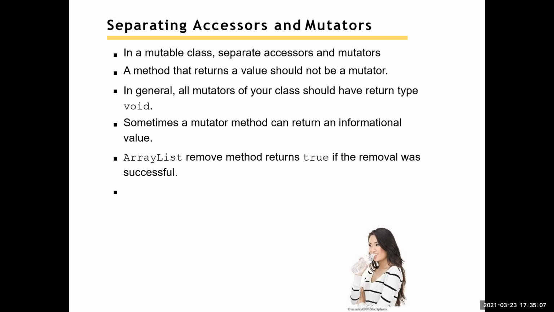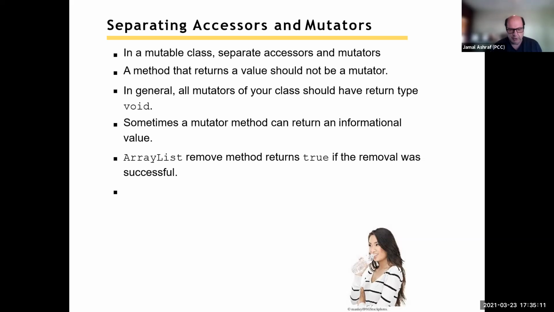So the second one is talking about that. When we were working with the ArrayList, when we call the remove, which is the mutator, it's going to return a true to say whether that was successful or not. So even though it's a mutator, it's going to return a Boolean. And that's what we're talking about.